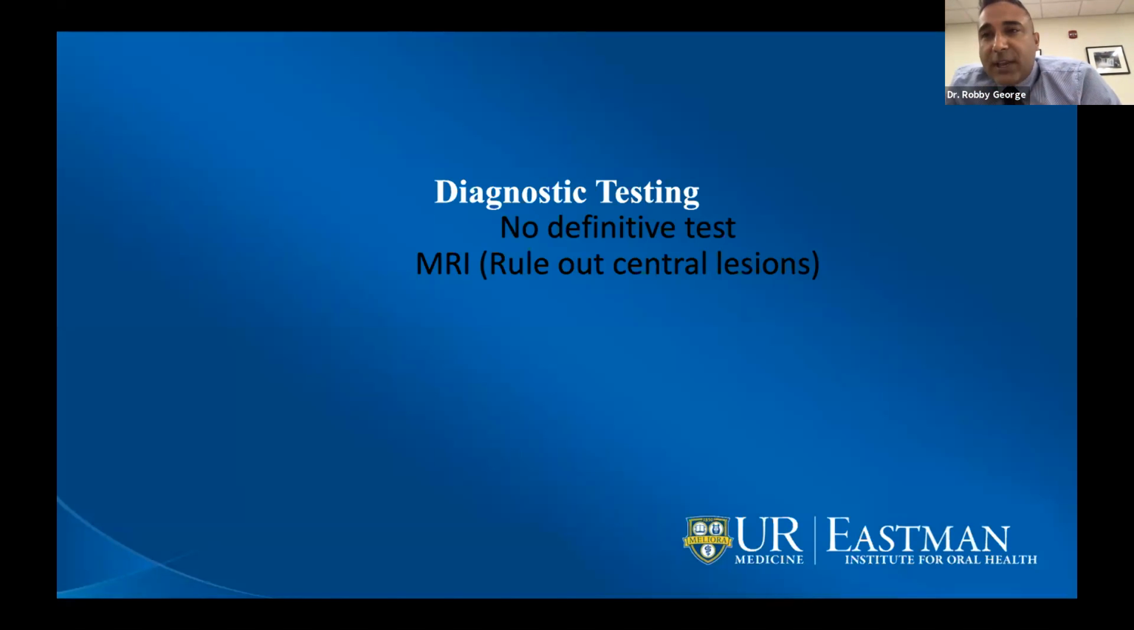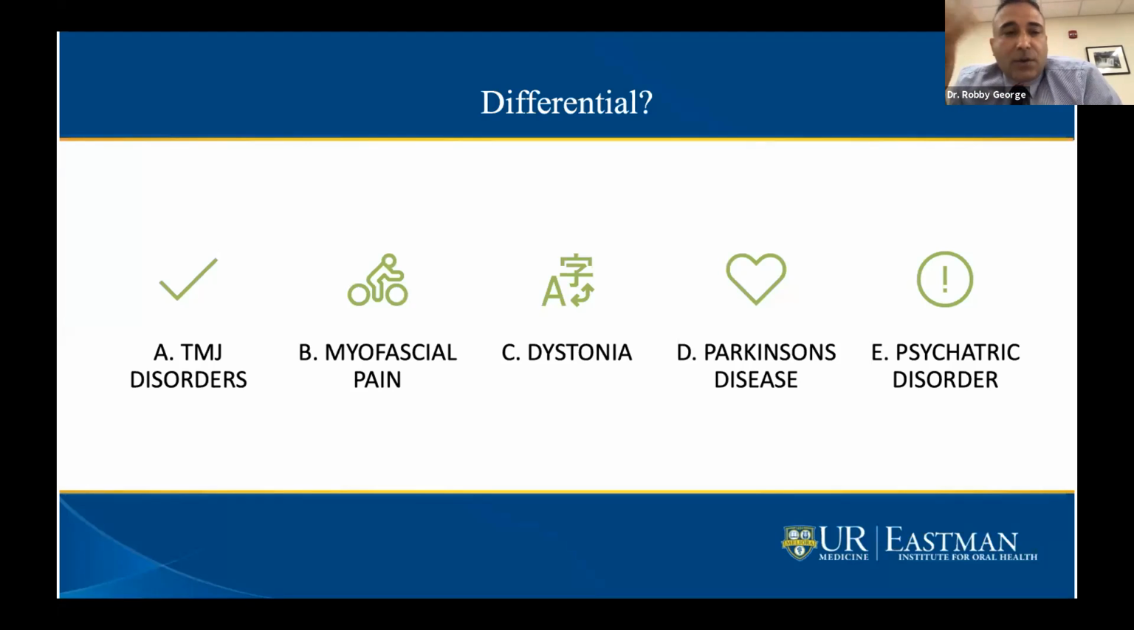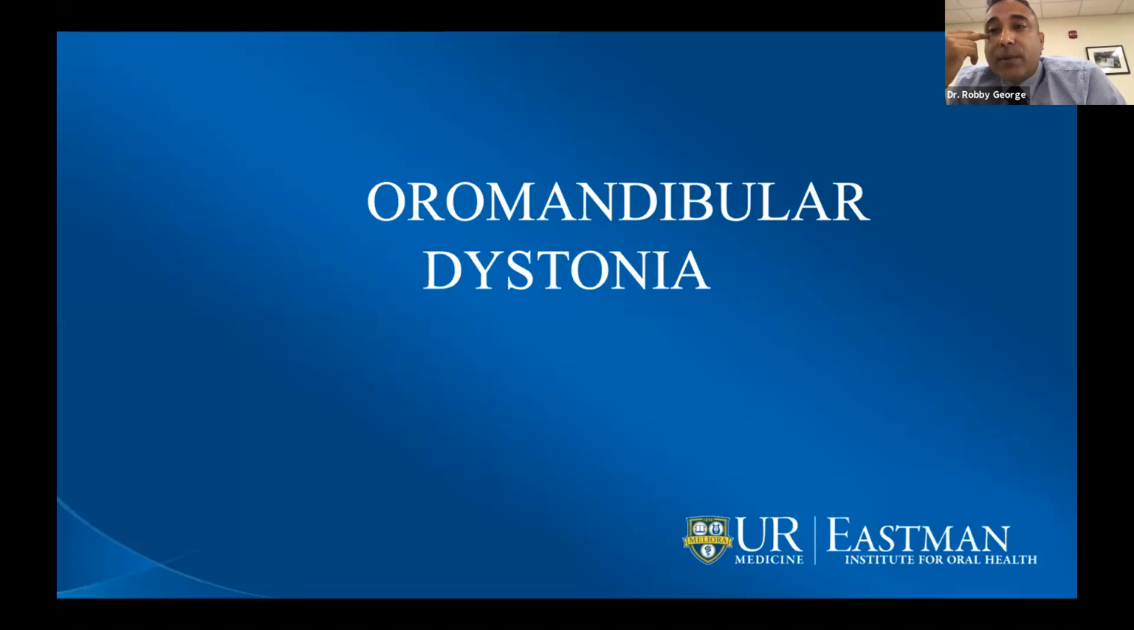So the question is, what are we going to do to treat this patient? The concern was, yes, she's got jaw pain, but she wanted to know why she's been moving her jaw to the side. So we sent the patient for an MRI. Our differential was maybe some other TMJ disorder, myofascial pain, dystonias, Parkinson's, or a psychiatric disorder. It came out to be oromandibular dystonia.